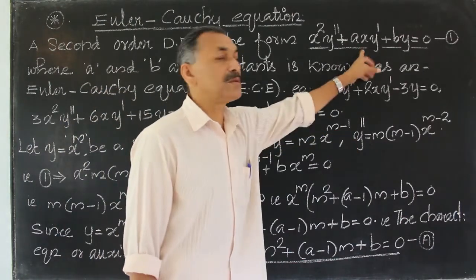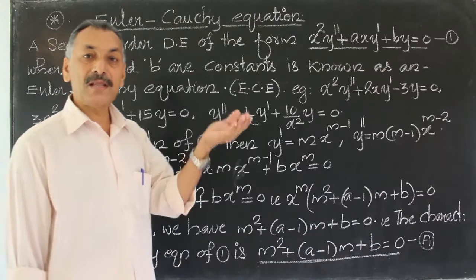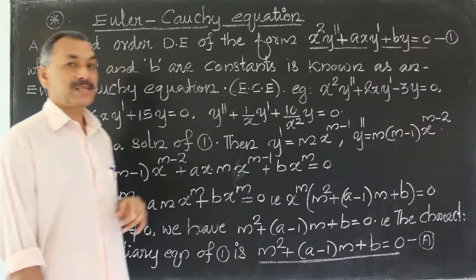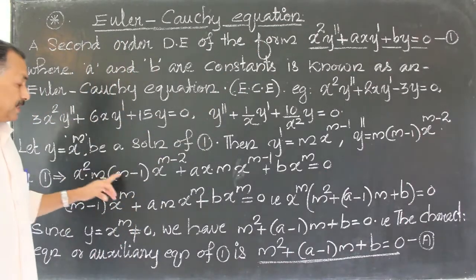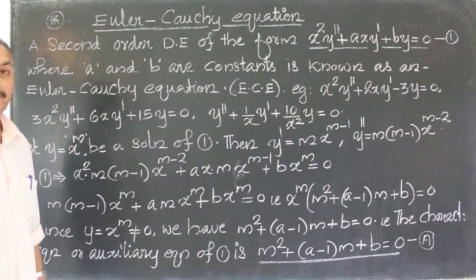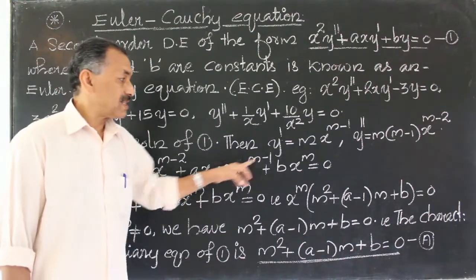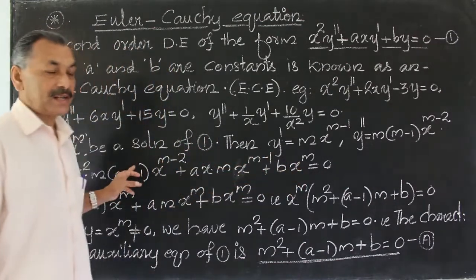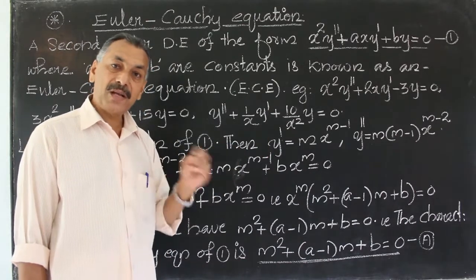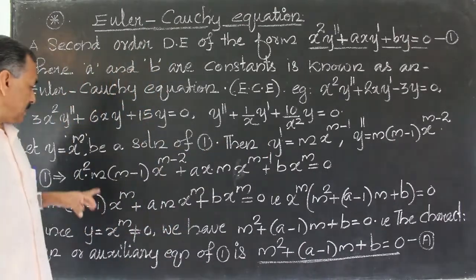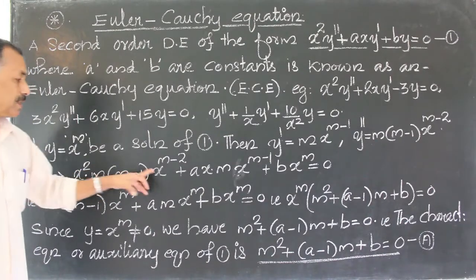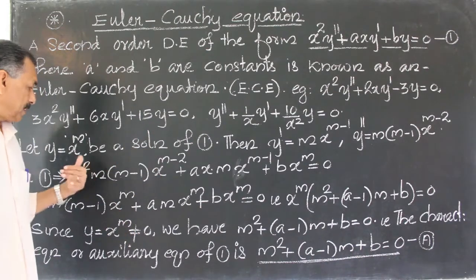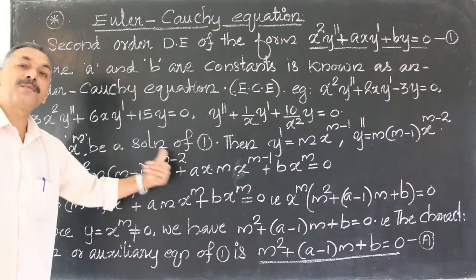We substitute y, y' and y'' into the equation. Then the given differential equation becomes x squared into m into m minus 1 x raised to m minus 2, plus a x into y', which is m x raised to m minus 1, plus b y, which is x raised to m, equal to 0. This is m into m minus 1 times x squared into x raised to m minus 2. Using a raised to m times a raised to n equals a raised to m plus n, that is 2 plus m minus 2, the 2 cancels, giving x raised to m.